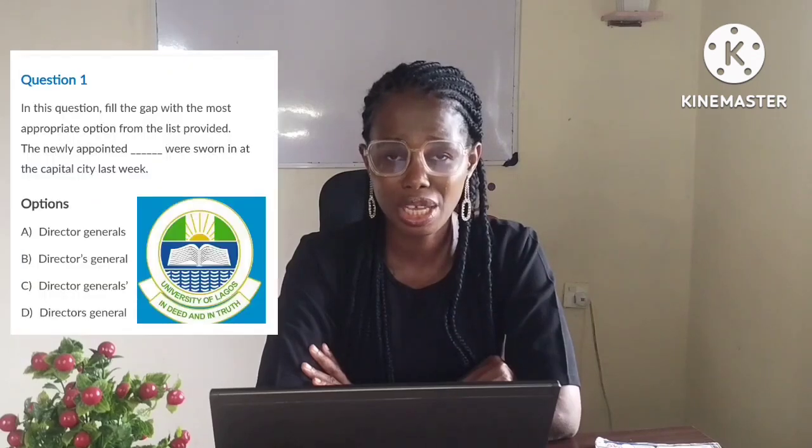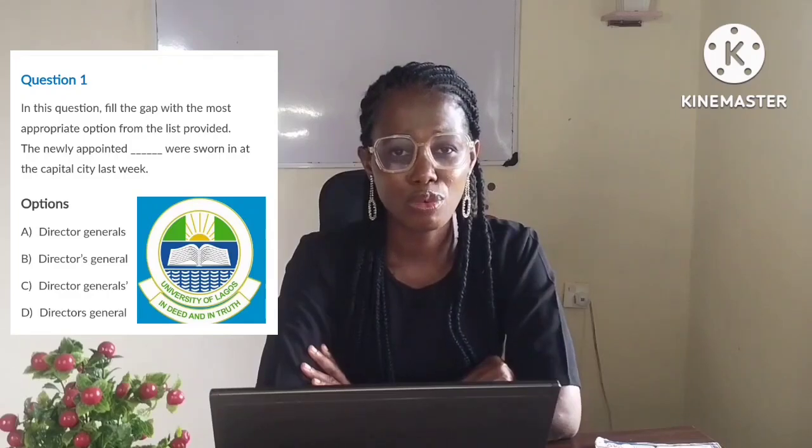Now we have what we call the closed compound noun, the open compound noun, and the hyphenated compound noun. A closed compound noun, just like toothpaste, you don't leave a space between tooth and paste. You write the two words together as a single word. So when you want to pluralize such a word, you add S at the end of the word, after paste.